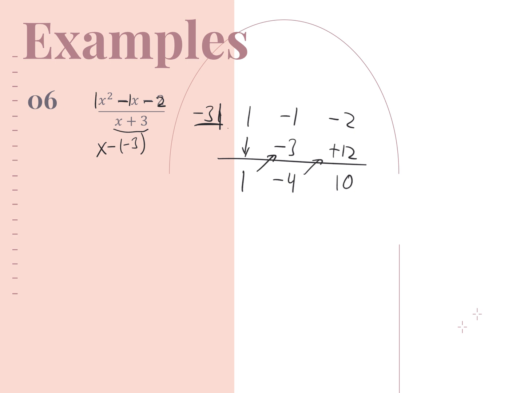And there's nothing left to do here. You're just going to write your answer. Again, these are the coefficients of your quotient, and then this is your remainder.